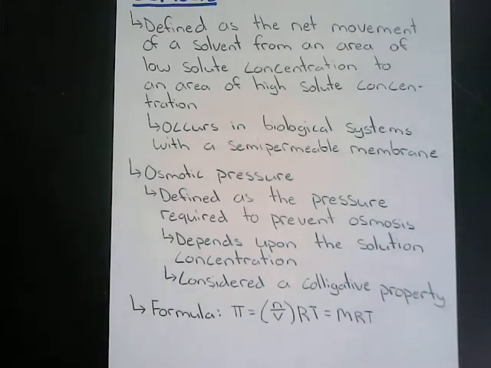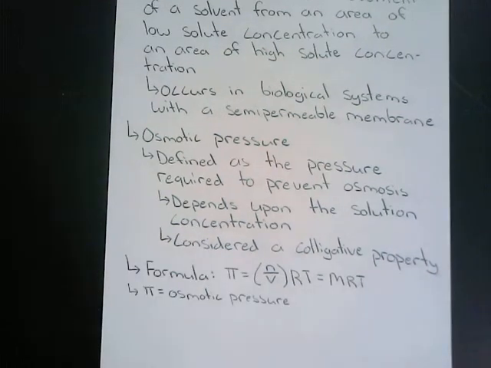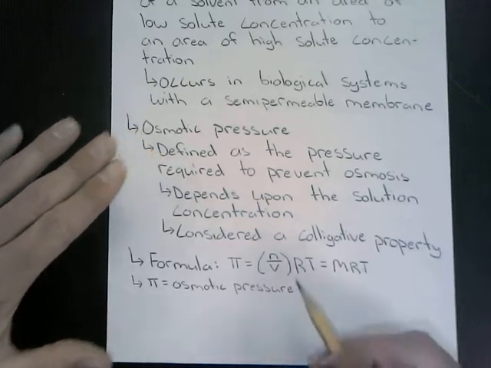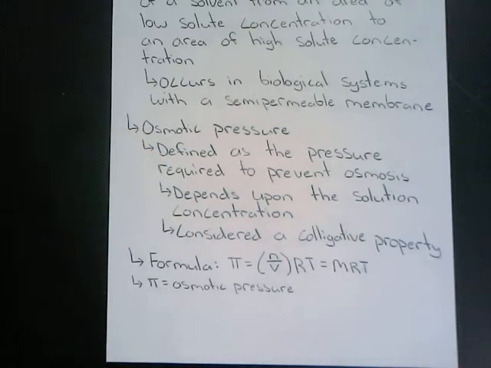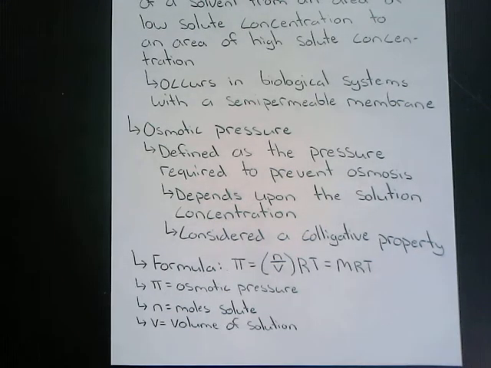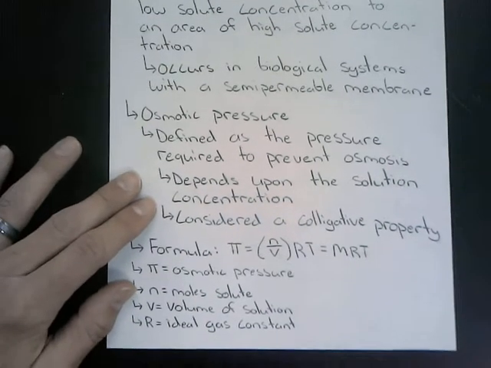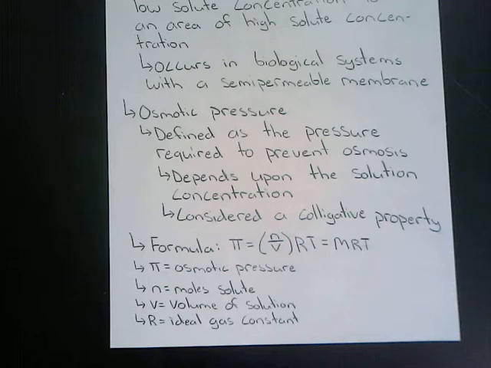And again, just to break this down here, the symbol that looks like a pi symbol is known as the osmotic pressure. Your n on top here is the number of moles. Your V is your volume of solution. Your R is your ideal gas constant. And then your T is the absolute temperature.